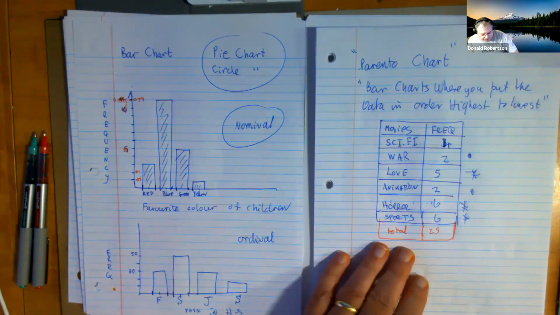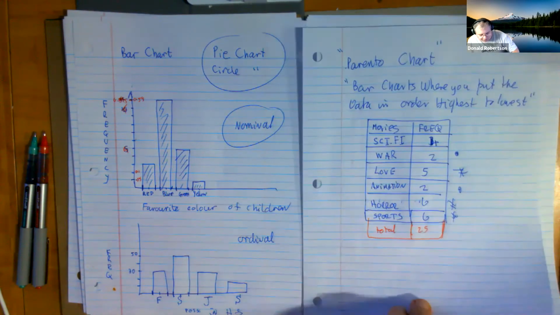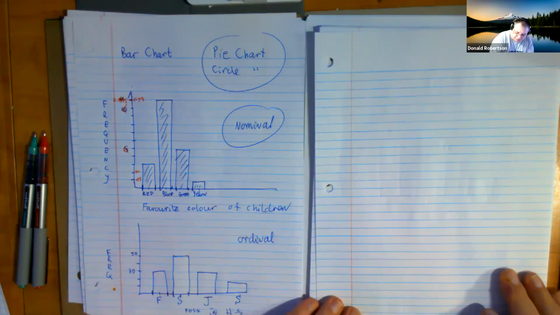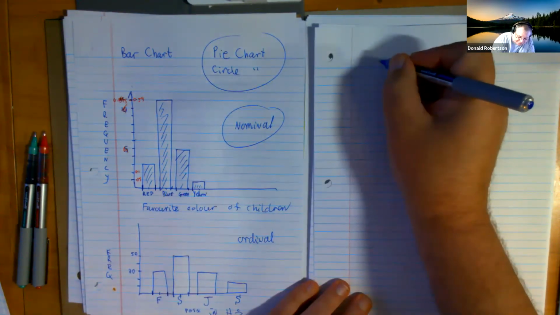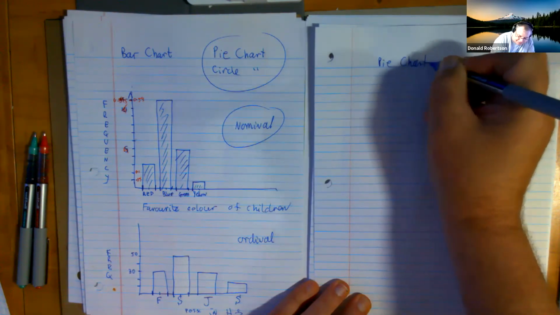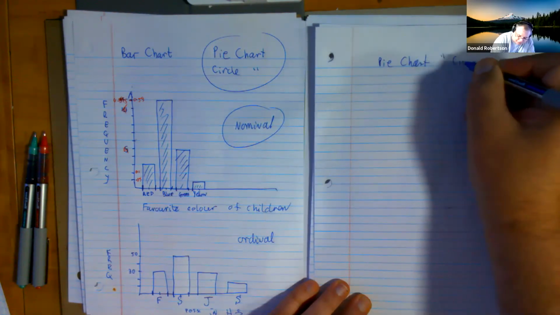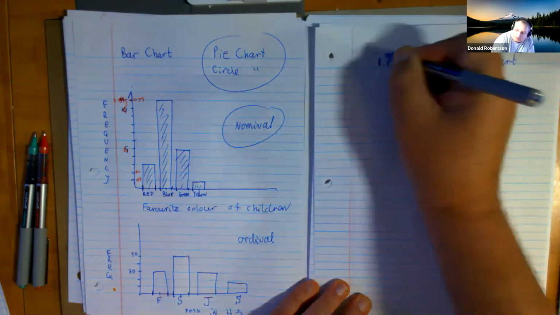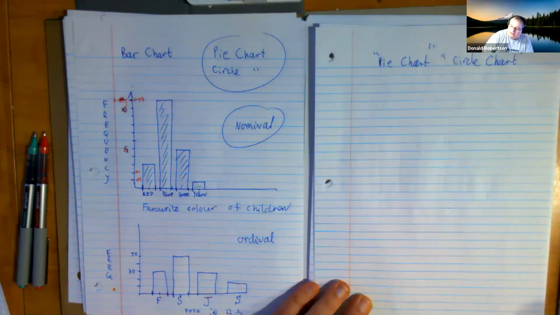Right. Now, the next diagram, graph, I'm trying to think of a word for it, is going to be the circle. I call it a pie chart, but I believe they call it a circle chart. I think almost everybody that I know calls it a pie chart. You know what I'm talking about when I say that?